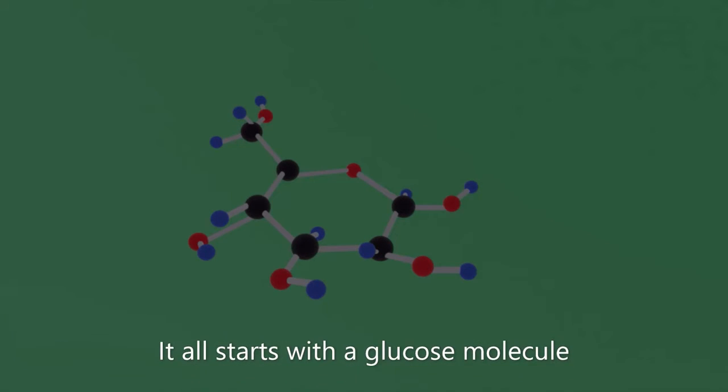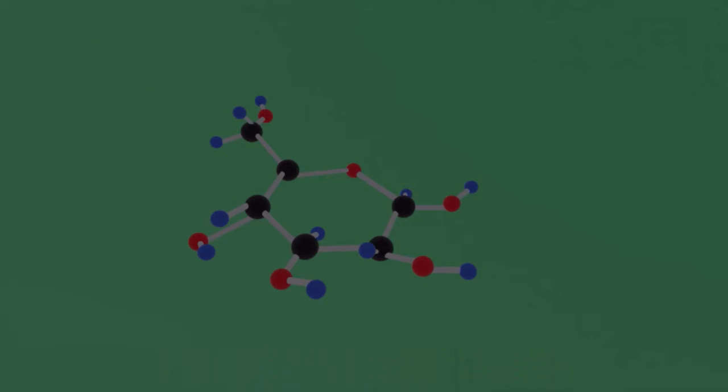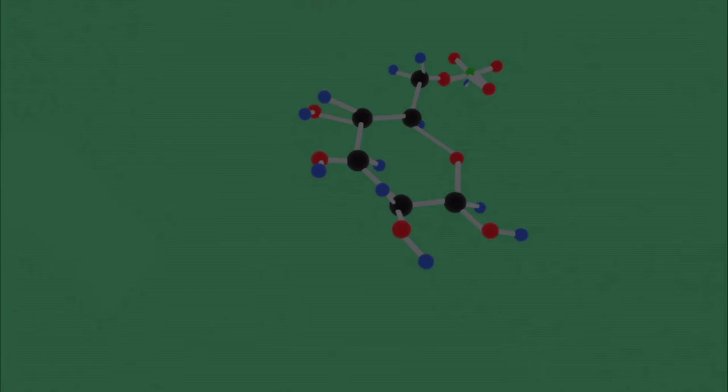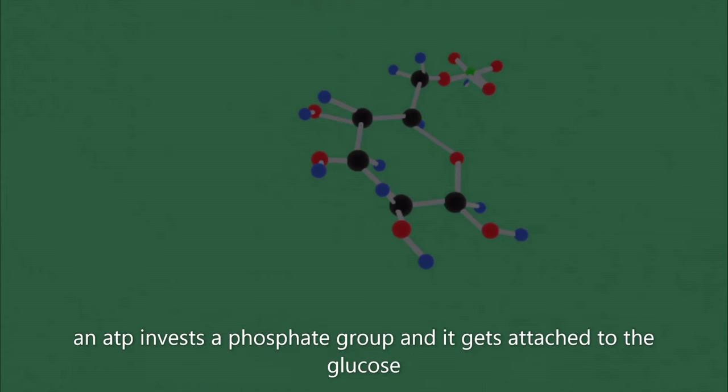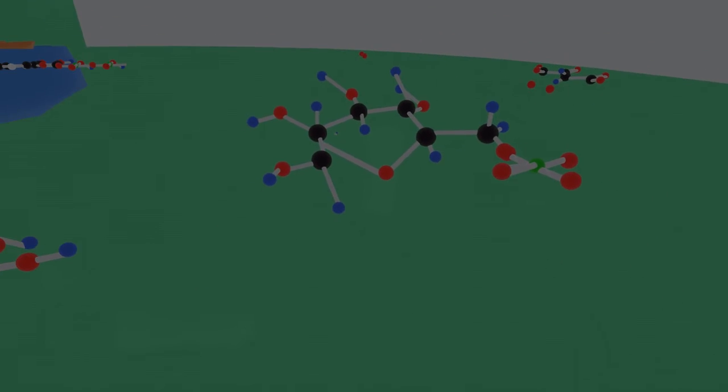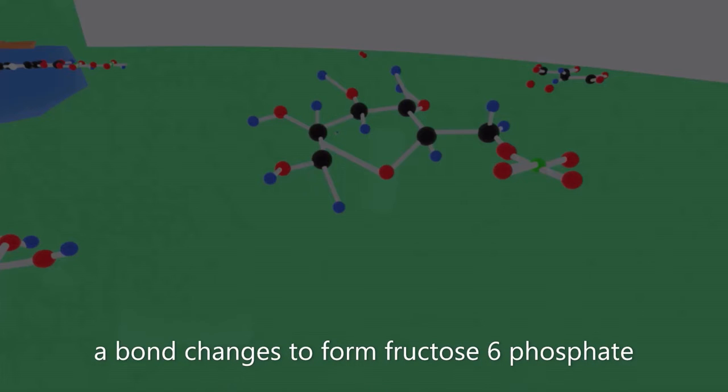It all starts with a glucose molecule. An ATP invests a phosphate group and it gets attached to the glucose. And then one bond changes to form fructose 6-phosphate right there.